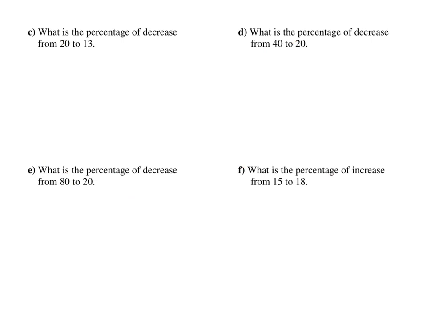What is the percentage of decrease from 20 to 13? From 20 to 13, the change is 7. The original amount was 20. So multiply by 5 now. 35 over 100 is 35%.